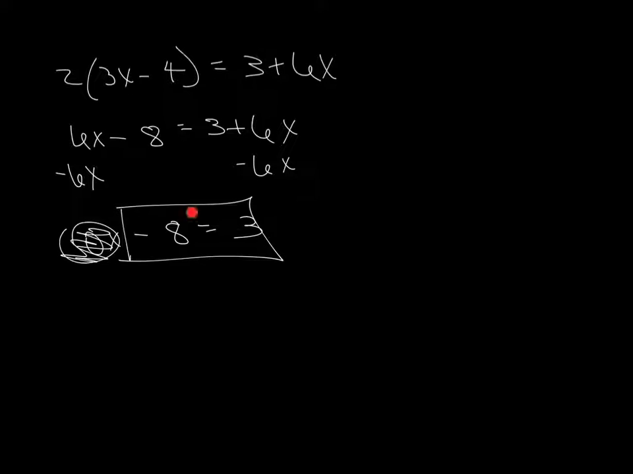So when the x's disappear, when your variable disappears, and you get two numbers that are not equal to each other, then there is no solution. Alright, and that's what you write for your answer, no solution. Let's look at this one here.